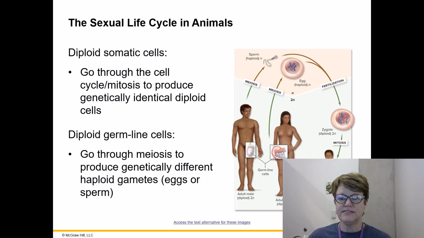So this is an artist's drawing depicting the sexual life cycle, particularly in animals. In plants, it's a little bit different. It still has meiosis and it still has fertilization. So that's something that all sexual reproduction has. But we're going to look at the animal version of this as a good example, and probably one that you're somewhat familiar with in concept.